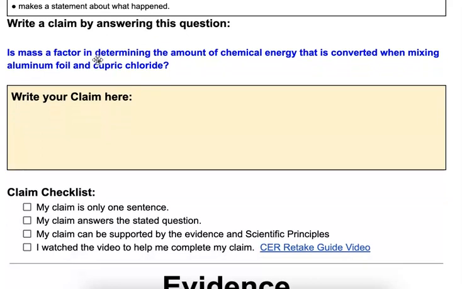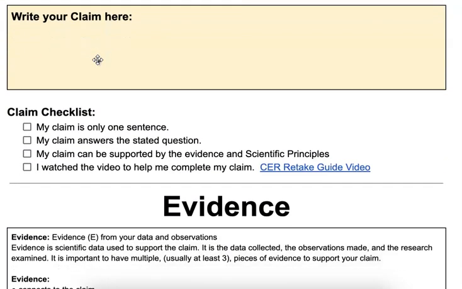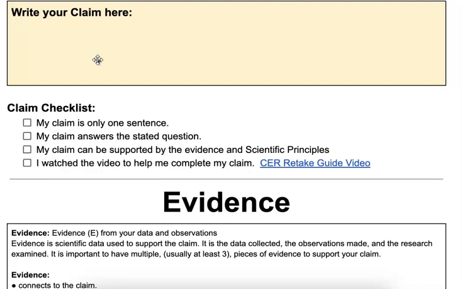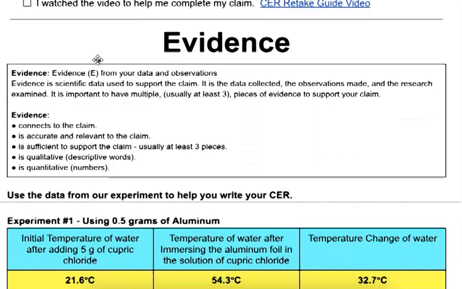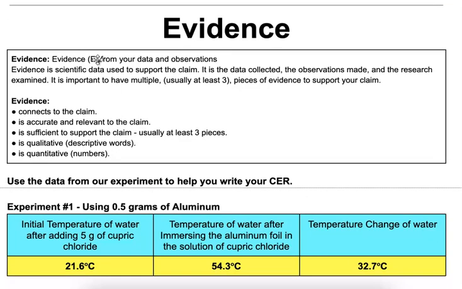You'll write your claim in the box where it says write your claim here. And there's a little checklist provided for you so that way you can hopefully make sure you write a good claim and get the best grade possible. For the evidence, we generally try to write 3 pieces of evidence, and you should be able to come up with 3 pieces of evidence for this. Or if you combine things, you might only have 2 pieces of evidence, but they will be very high quality pieces of evidence to use.